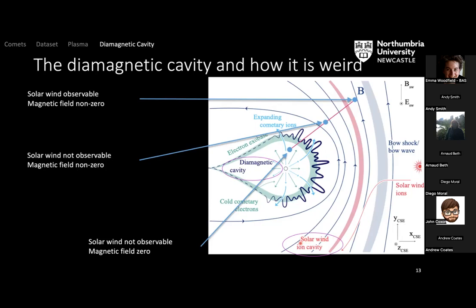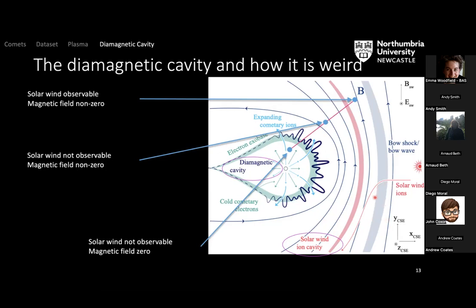However, we then come to this interface that we call the solar wind ion cavity boundary, which is this broad pink line here. It is the boundary of the solar wind ion cavity, right? So if you look behind it, there won't be any ions from the solar wind. If you look in front of it, there will be ions from the solar wind.